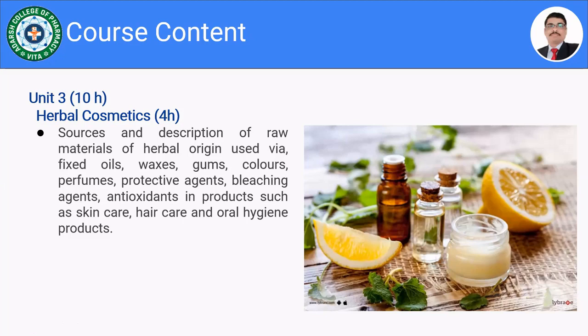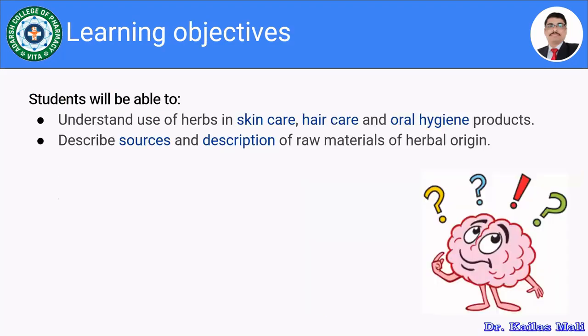More specifically, we are going to discuss the details of skin cosmetics, hair cosmetics, and oral hygiene products, along with the herbal raw materials like fixed oils, waxes, gums, colors, perfumes, protective agents, bleaching agents, and antioxidants. Let us move and we will see the learning objectives.